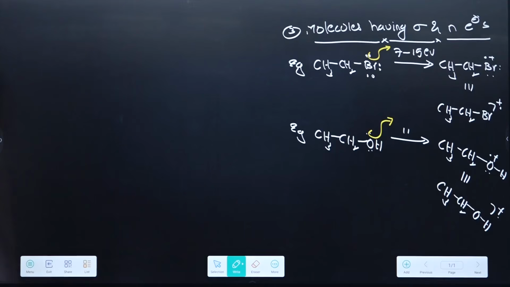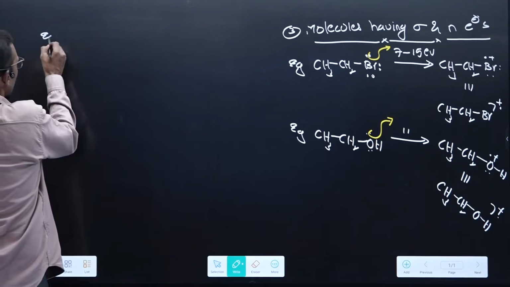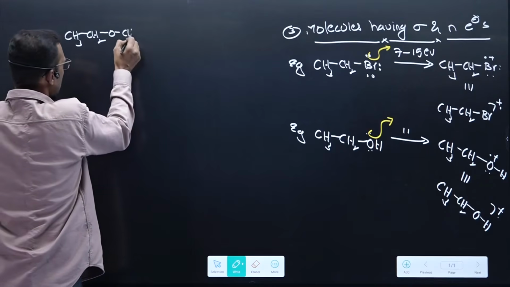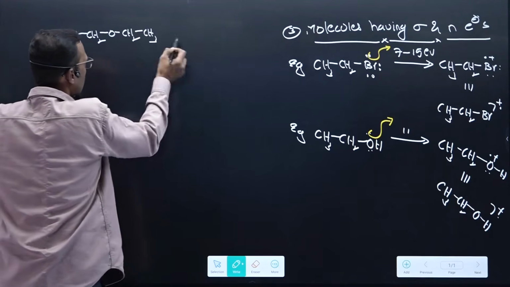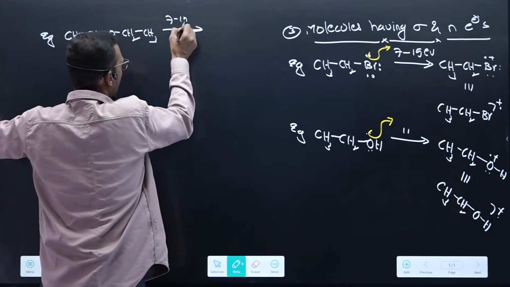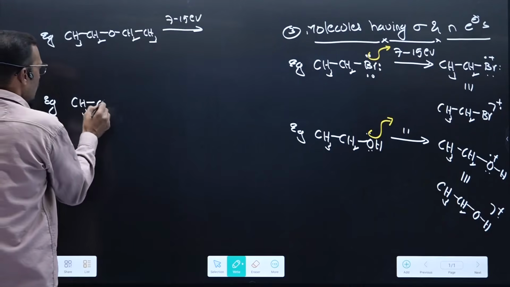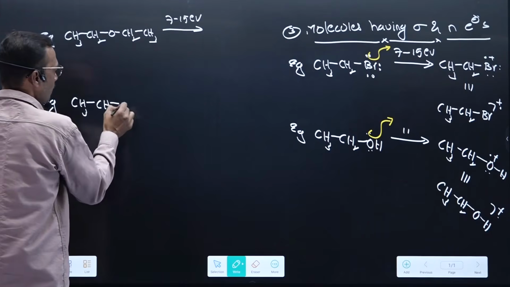Only sigma non-bonding or not? Yes, only sigma non-bonding. If I take any ether, ether is an example for this family. Can you give the answer? Ether. Then can you give one more example? Amine. You know amines?